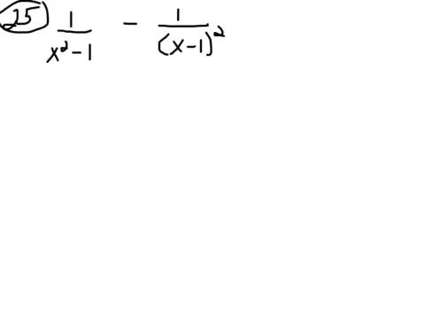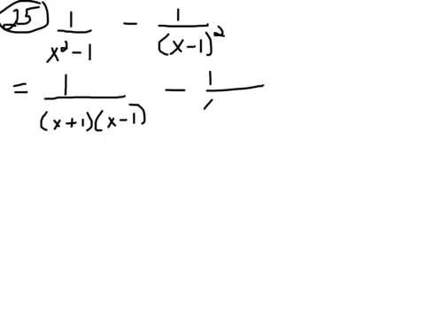Okay, this is 5.6, number 25, and we're trying to subtract two fractions now. And again, we need a common denominator. So here's what I'm going to do. I'll organize the work a little differently this time. I'm going to factor x squared minus 1. That is a difference of 2 squares, and it factors into x plus 1, x minus 1.